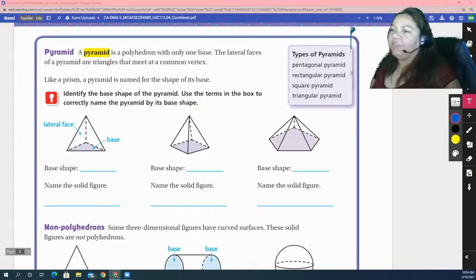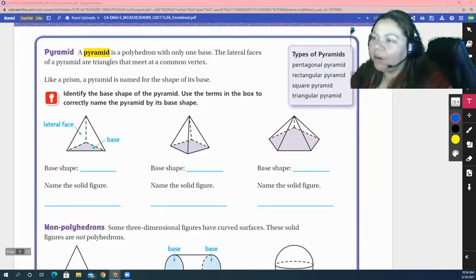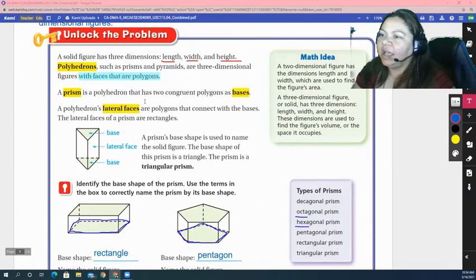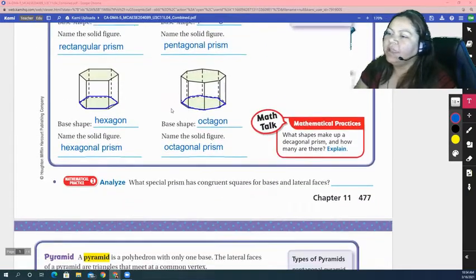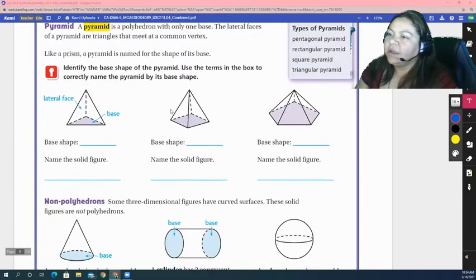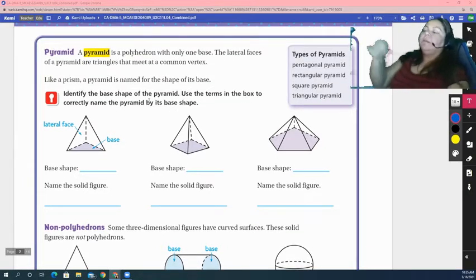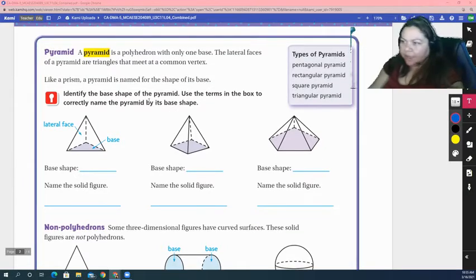Okay, so here we have the pyramids. A pyramid is a polyhedron. Remember, polyhedron is the same here that we talked about. Prisms and pyramids are three-dimensional figures with faces that are polygons. So it has faces with polygons. But we're going to see now what is the difference between a prism and a pyramid.